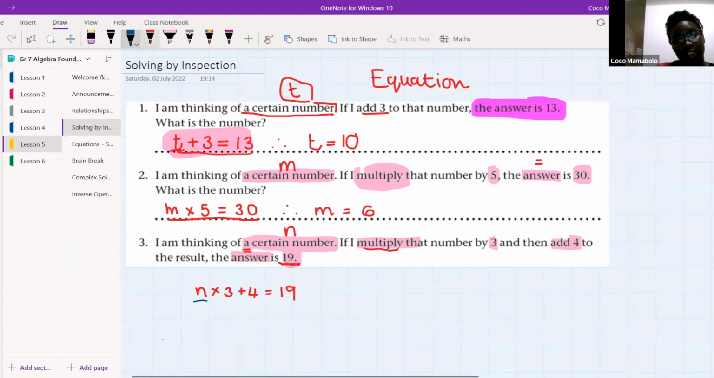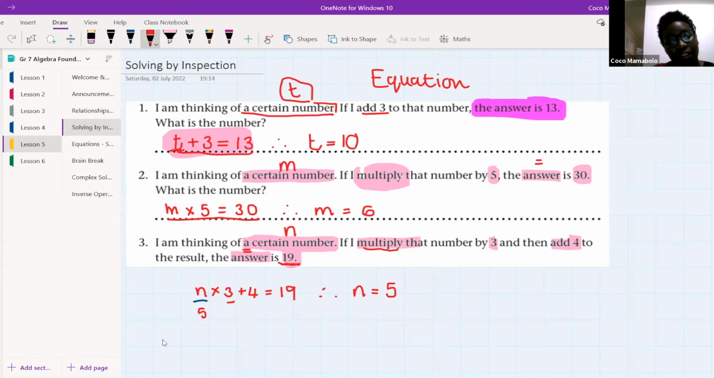Therefore, n is equal to 15. Oh, 15, but check what's going to happen. If I make n equal to 15, I'm going to have 15 times 3, that's already 45, plus 4 will give me 49. So I want a number for n that when I multiply it by 3 is going to give me 15. What's that number? Check the chat again. N is going to equal 5. Good, excellent stuff. N is equal to 5.